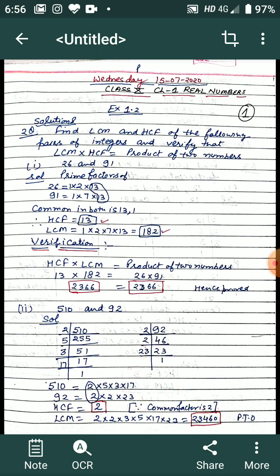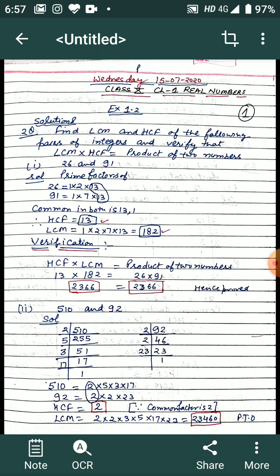We will take the common factors to find the HCF, and in LCM we will take the common factors one time and multiply all the remaining factors which are left out to get the LCM. And then one step more in this question, verification. We have to use the formula HCF into LCM is equal to one number multiply other number, that is, the product of two numbers.